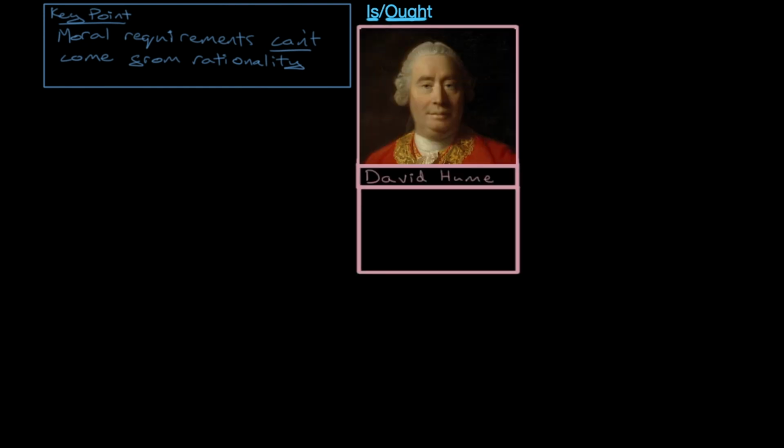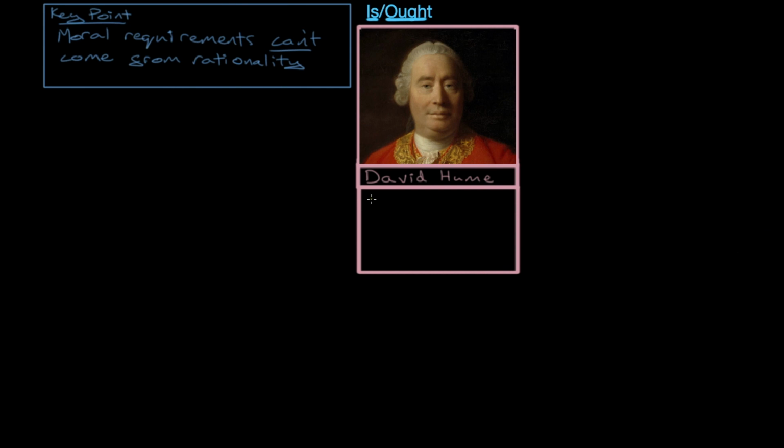Okay, so we're going to look at the is-ought distinction today. Now, the key idea here, the key point, is that moral requirements, so the requirement to act in a particular way, can't come from reason, from rationality. Instead, the only way they can arise is through emotions. That's the central point. Now, this point is made by David Hume.